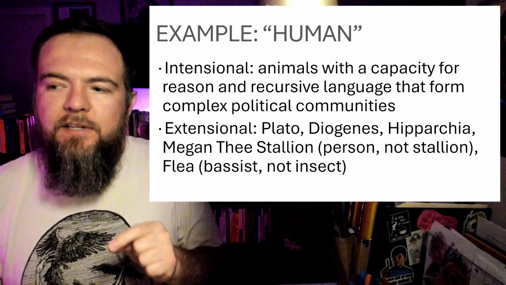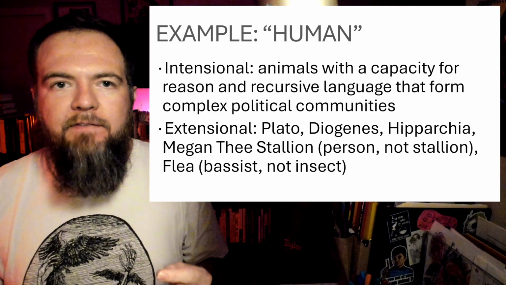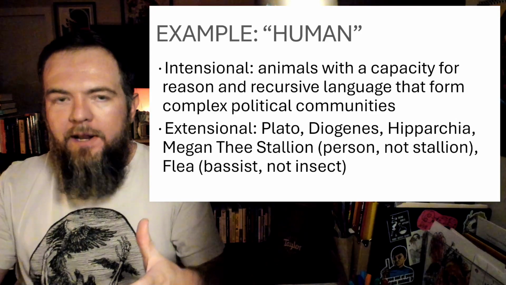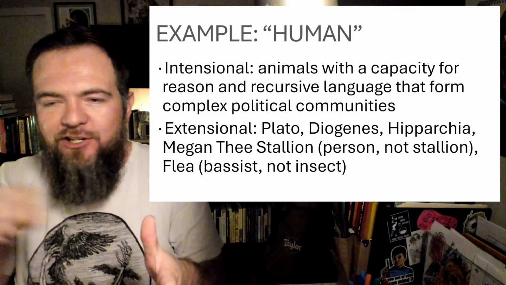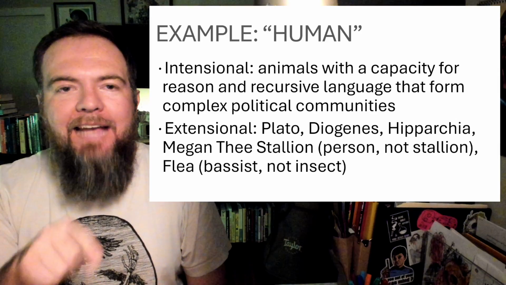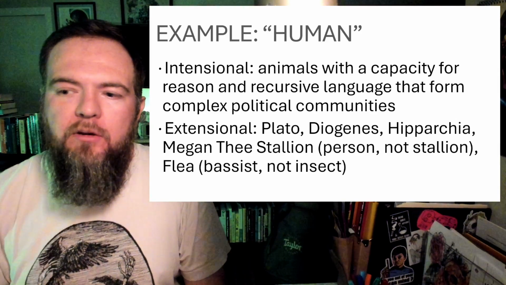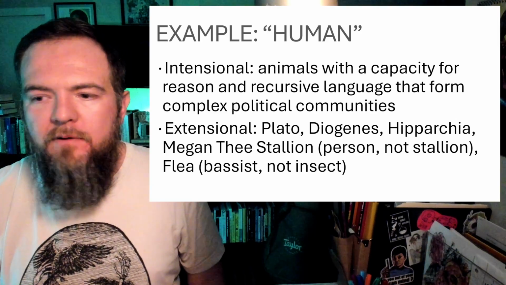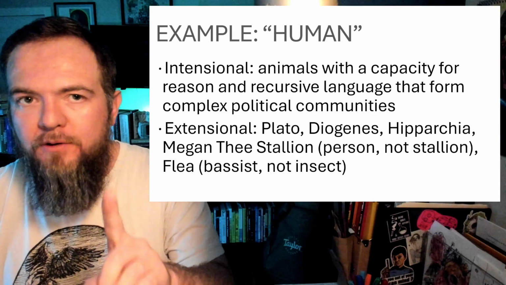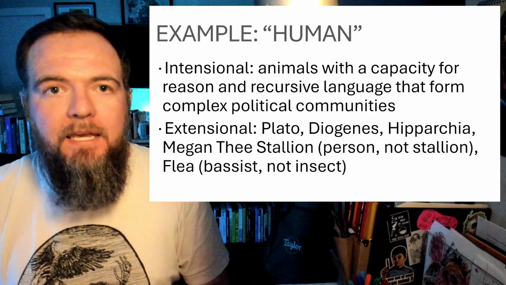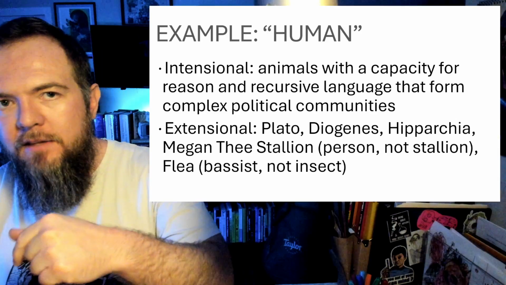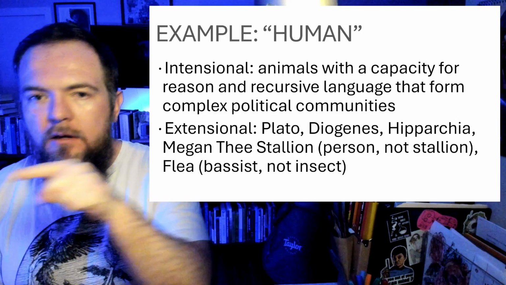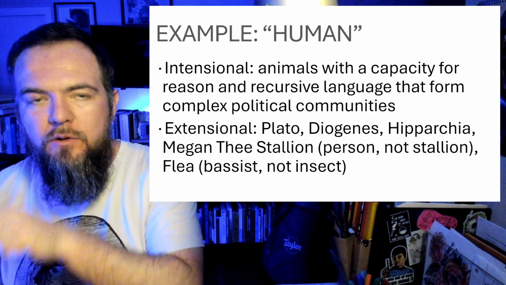Extensionally, and this is a sort of enumerative definition or a list definition, if I had all of these people in front of me, I could point at them and do ostension. Ostension is just pointing. Extensionally, we could say, what does it mean to be human? Well, Plato, Diogenes, Hipparchia, who's a philosopher, Megan the Stallion, although the person, not the stallion, Flea, the bassist, not the insect, right? But what we do in extensional definitions is we pick out particular objects. That's what we try to do.